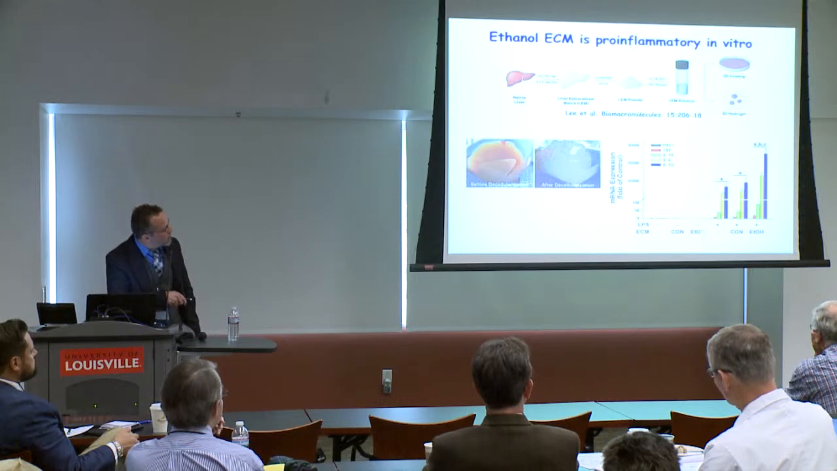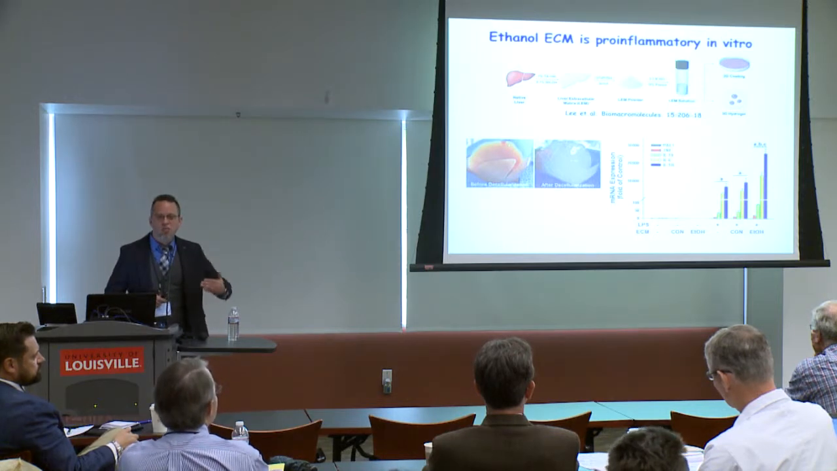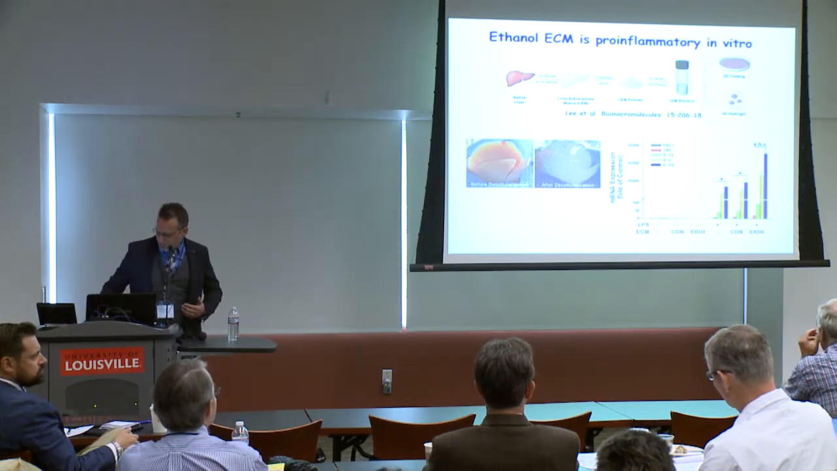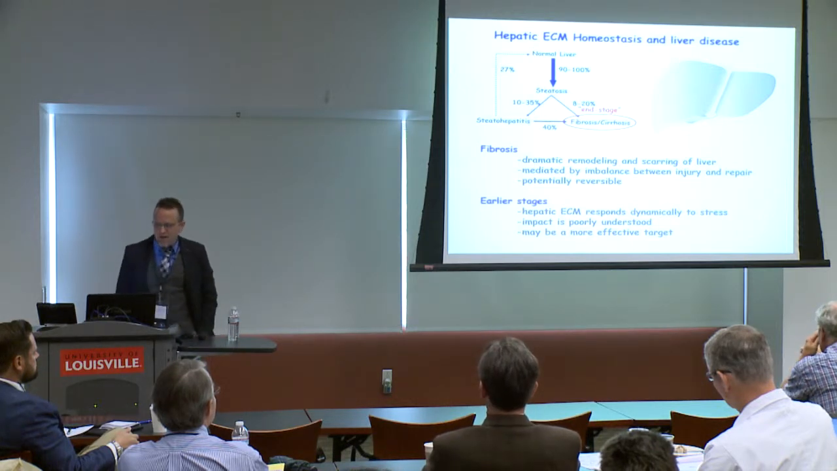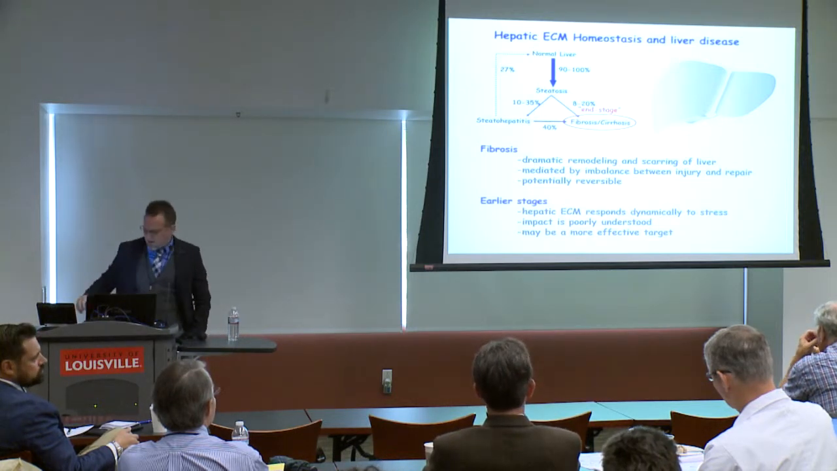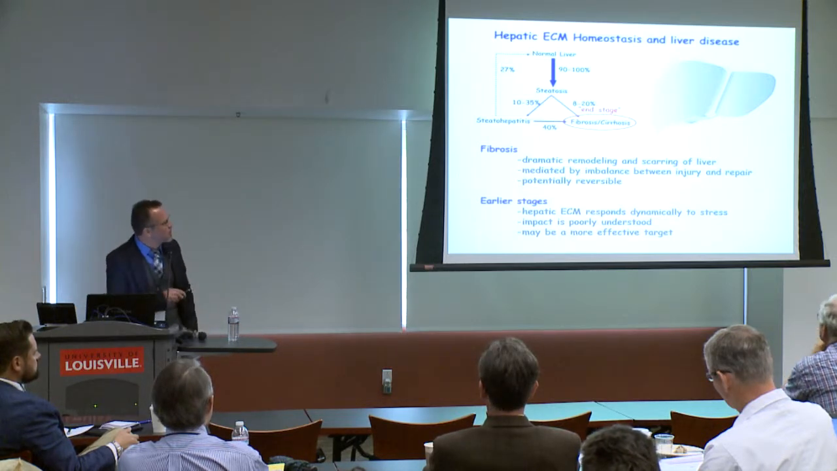So we believe now we have in vitro a model in which we can start looking at these matrix changes and seeing what's in play and what the key mechanisms are. So in summary, about hepatic ECM homeostasis and liver disease, and that's why I had this little gray liver on the first slide. That's my version of the liver ghost.